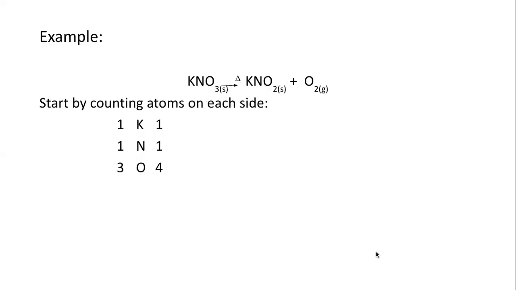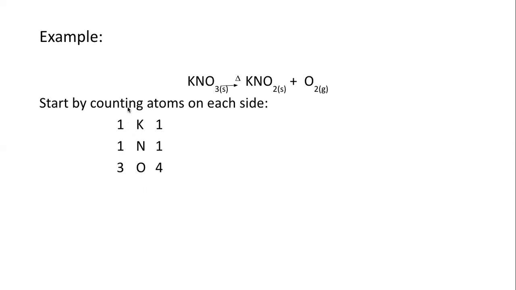Let's do an example. So we have potassium nitrate, and that is going to decompose to form potassium nitrite and diatomic oxygen. So let's start by counting atoms on each side. How I like to set up these equations is that you have the atoms here in the middle. So we have our potassium, our nitrogen, and our oxygen that are in the equation.